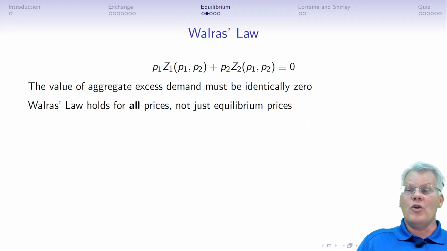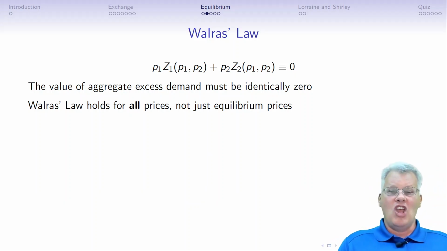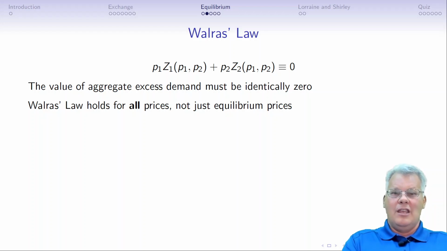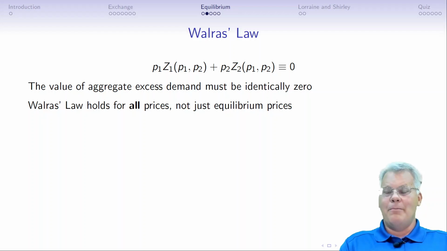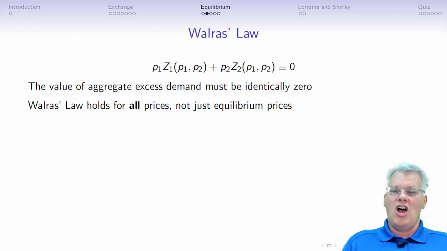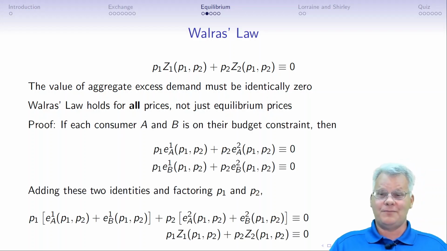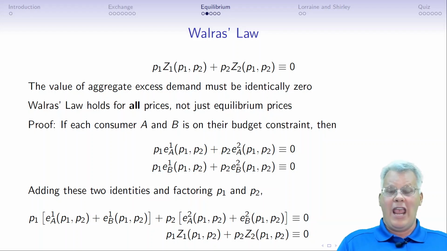So we also have Walras' law, and Walras' law says that if we take the excess demand of each good and multiply that by its price, that must be identically zero. Okay, so in words, the value of aggregate excess demand must be identically zero. Varian is emphatic in pointing out to us in his text that Walras' law holds for all prices and not just equilibrium prices.